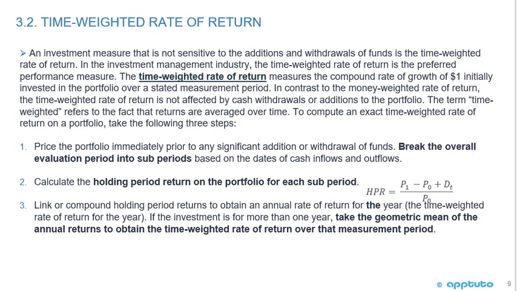Then you're going to link or compound the holding period returns to obtain an annual rate of return for the year. That's the time-weighted rate of return for the year. If the investment is for more than 1 year, take the geometric mean of the annual returns to obtain the time-weighted rate of return over that measurement period.